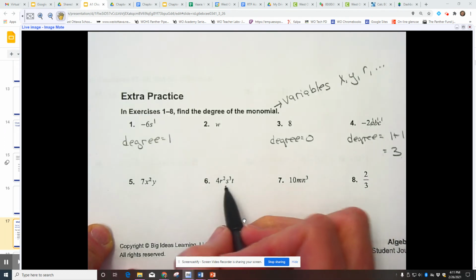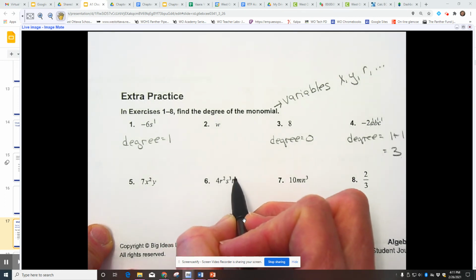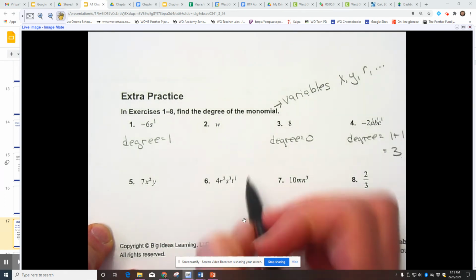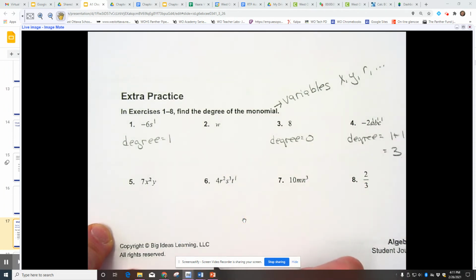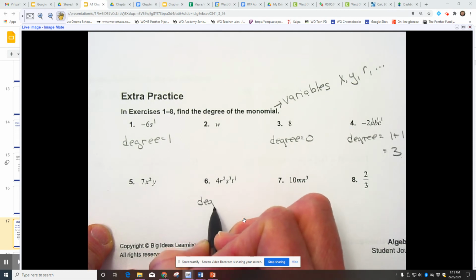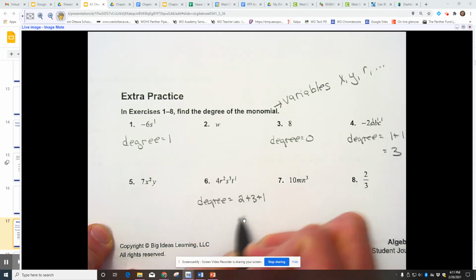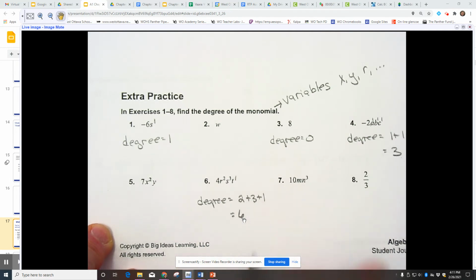Let's look at one more. Here I have r to the second power, s to the third power, t, put in that invisible coefficient. If you don't put that invisible coefficient in, you're probably going to miss it. So the degree of this monomial is going to be 2 plus 3 plus 1. 5 plus 1 is 6. So the degree there is 6.